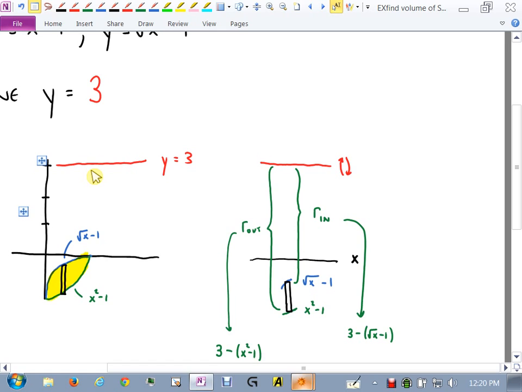Yeah, that would cause some problems, wouldn't it? Because you'd be doubling a lot of things. So we never rotate through. Your axis of rotation never cuts through your region because it creates too much of an issue. Okay, are we good or not? This makes sense?